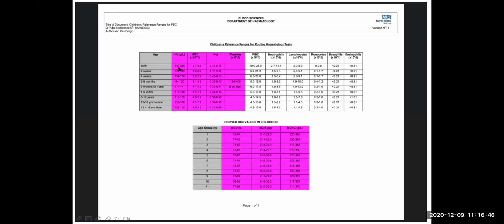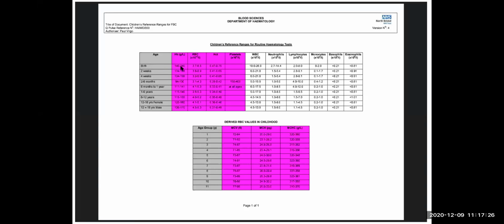Now, just compare this hemoglobin with the adult one. Which age group has higher hemoglobin? Is it very small babies or the adults? Definitely babies. Look at the higher range in the baby. It is 24. In adults, the upper limit was just 17. So it is up to 24 in the case of a newborn baby.